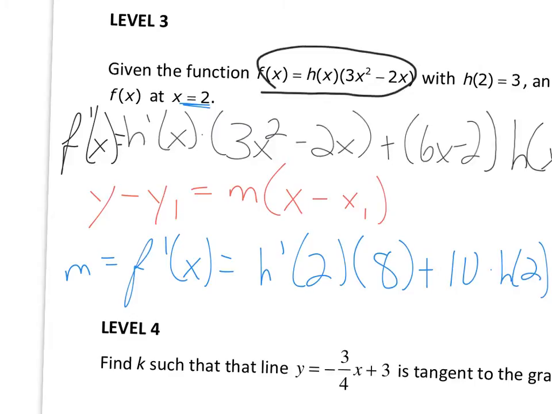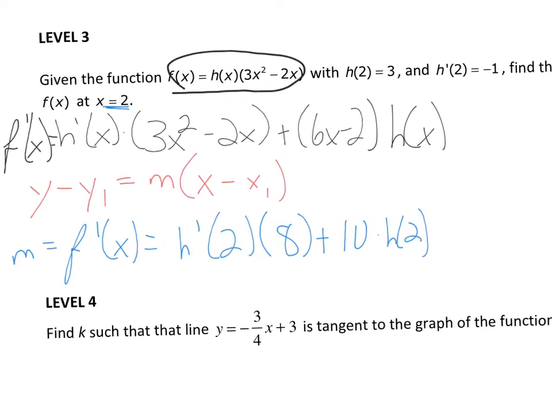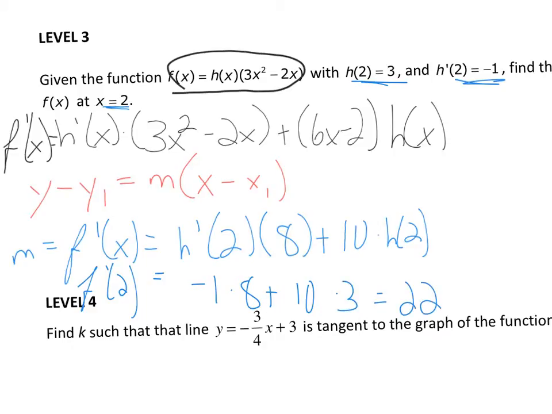And now I'm going to use that additional information given to me in the problem. I'm told h prime of 2 is negative 1, and h of 2 is 3, so now I get f prime of 2 is equal to negative 1 times 8 plus 10 times 3, or 22, when I do all that arithmetic. So now I have my slope. My slope is 22. I still need an x-coordinate. Well, again, that x-coordinate was given to me. It's 2.